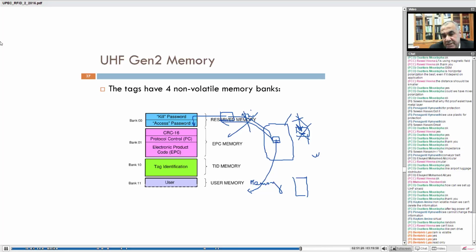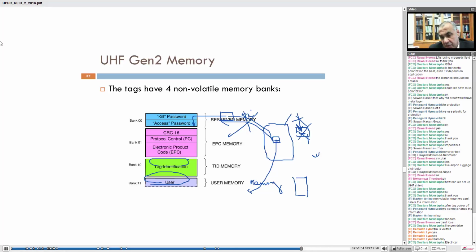Yes, RAM is volatile. Yes, Lisa. So it's not RAM here. It's not RAM because there is no power. It's ROM, but ROM with writing possibilities. Okay. So the first bank 00, not read only, Lisa. It's a ROM but not read only. It's write and read. We can write it. Okay. It's non-volatile, but we can write on it. We can change the information, not for everything.